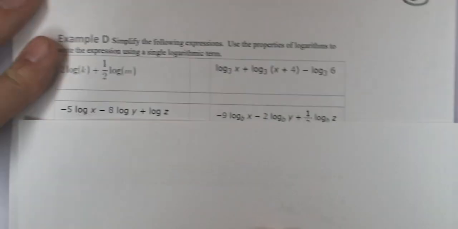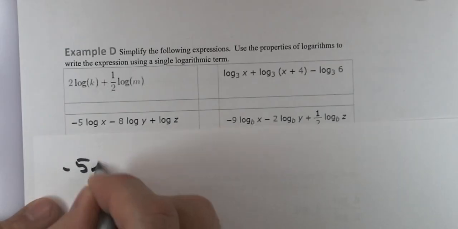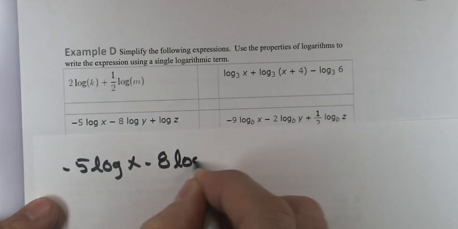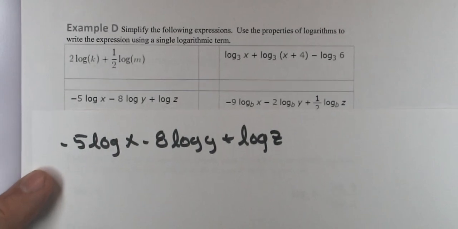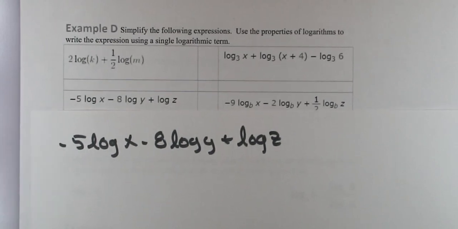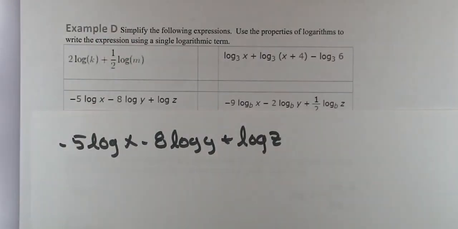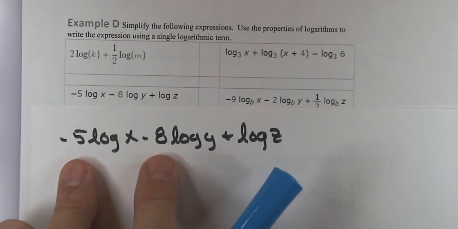So let me start out with this one down below. Minus 5 log of x minus 8 log of y plus log of z. Now what helped us out on the last one was that we had a coefficient of 1 in front of all our terms, and then we just brought it together as a product. I don't have that yet because both of these have coefficients. One of them is -5, one of them is -8.